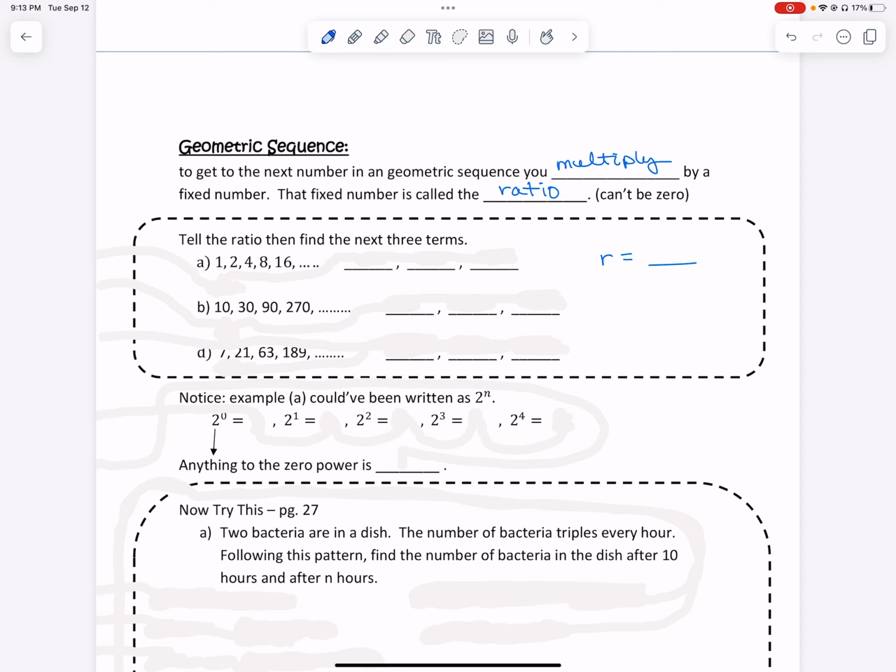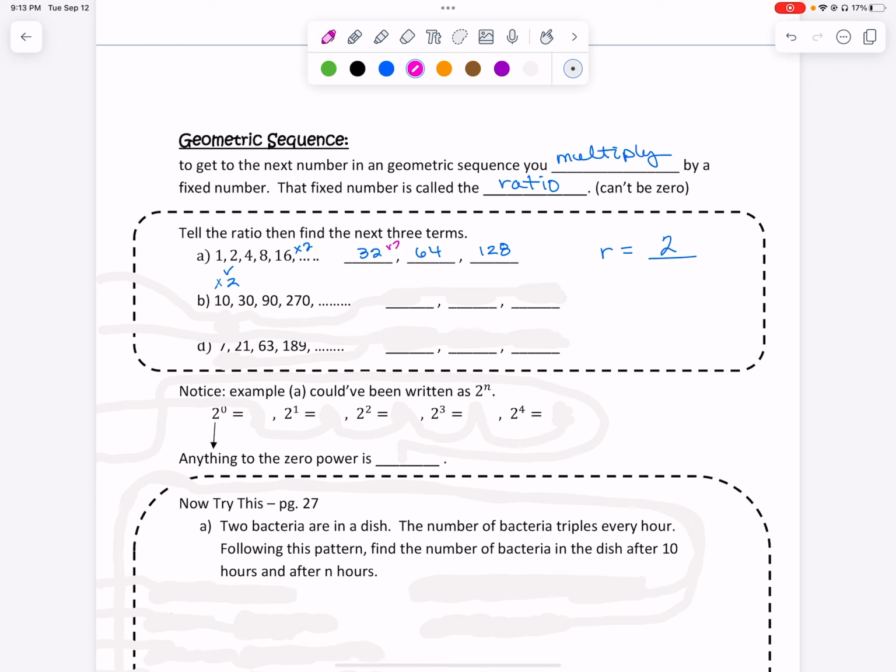So we're going to talk about the ratio of each of these guys. To go from 1 to 2, what am I going to multiply by? I'd multiply by 2, right? So let's look and see. To go from 2 to 4, I'm multiplying by 2. To go from 4 to 8, I multiply by 2. So I'm multiplying by the same number, that is 2, to go from one to the other. So I would now multiply 16 by 2 to get 32. And then multiply 32 by 2 to get my 64. And multiply 64 by 2 to get 128.